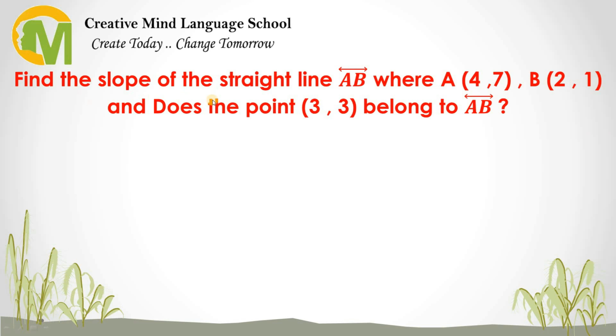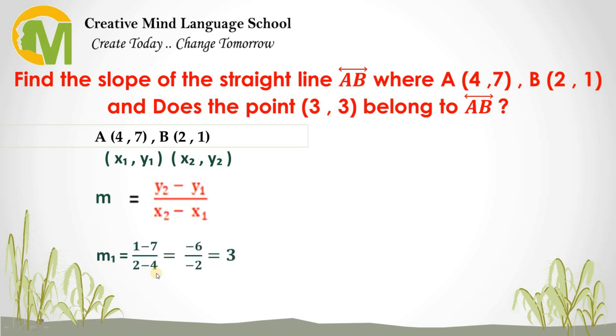This example needs us to find the slope of the straight line AB, where A (4, 7), B (2, 1). Here are the 2 points that we will use to calculate the slope. And another question, does the point (3, 3) belong to the straight line AB? Let's first calculate the value of the slope. We will use the 2 points A and B, and as we did in the previous exercises, we will put first the coordinates, then the rule, and the final step we will calculate the slope. Here I named the slope as m1, or the first slope of the straight line. By calculating this operation, the slope is positive 3.